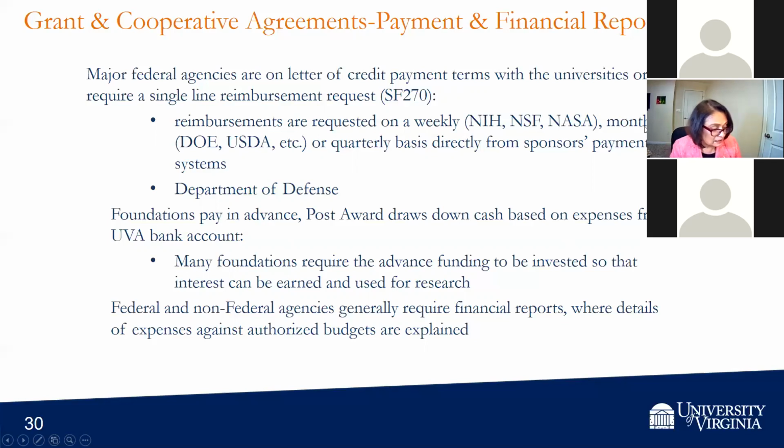Now, agencies like NIH, NSF, NASA, Department of Energy, USDA, they all allow us to go into their payment management systems and ask for the reimbursement, and they pay us within 2 days. So that is the letter of credit arrangement with the federal government.